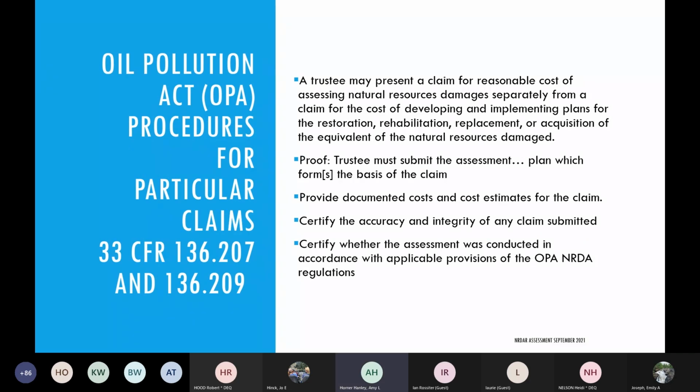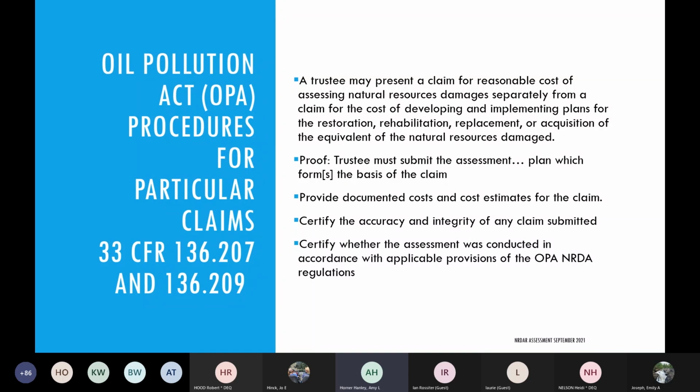So I'm going to switch over to the Oil Pollution Act, and what you see up on your screen is the procedure for presenting a claim to the NPFC. And I know that there's quite a few folks on from the NPFC here, so feel free to put things in the comment box that you want folks to know about that process. But you can see that what they're looking for also, if the trustees are going to seek funding for an assessment study from the fund, which you can do separate from a claim for damages, is you need to submit an assessment plan that forms the basis of that claim.